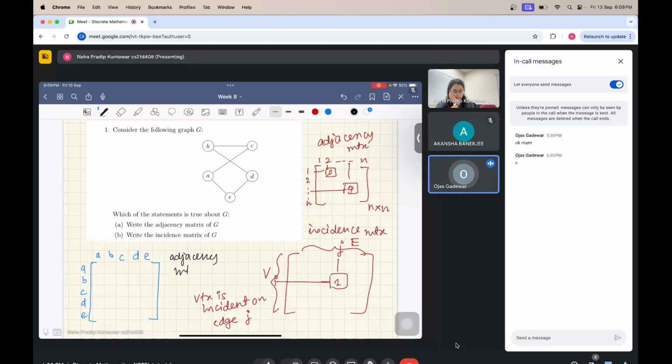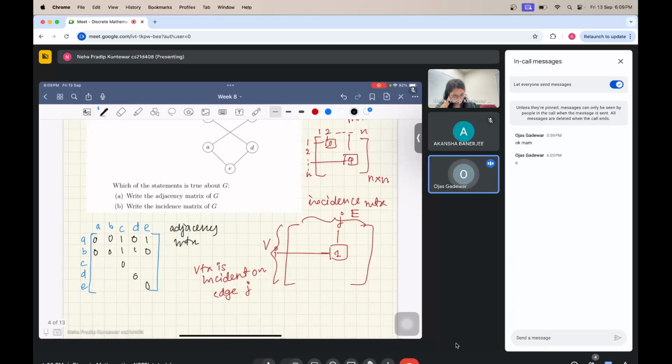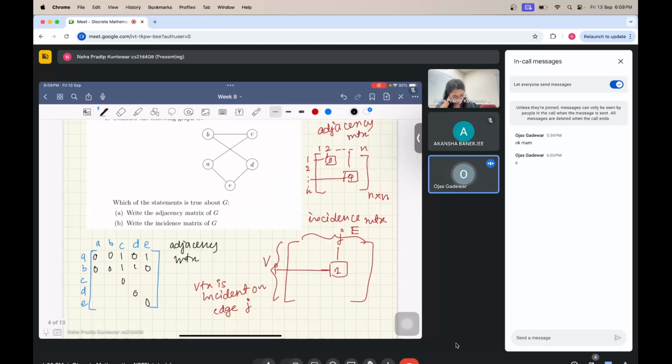In the diagonal, we can write zeros: A, A; B, B; C, C. In the row of A, we can write 1 in the C and E columns, and others 0. In B, C and D are 1, others 0. In C, A and B are 1 and others 0. In D, B and E are 1 and others 0. And in E, A and D are 1, others 0.